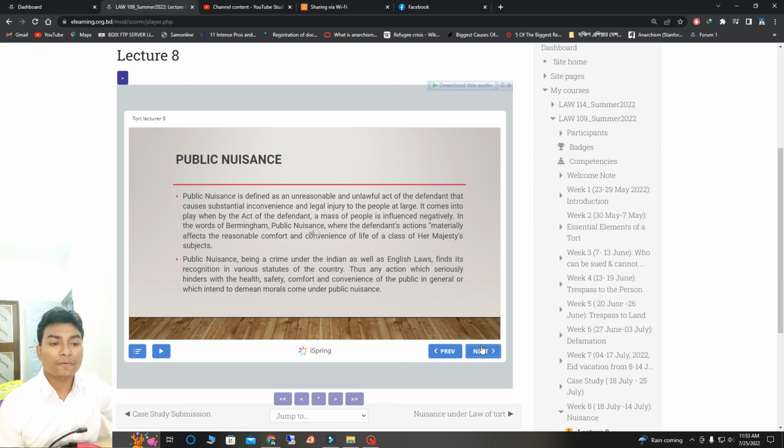In the words of Birmingham, public nuisance is when the defendant's action materially affects the reasonable comfort and convenience of life of a class of Her Majesty's subjects. Public nuisance, being a crime under Indian as well as English law, finds its recognition in various statutes of the country. Thus, any action which seriously hinders the health, safety, comfort, and convenience of the public in general, or which intends to demean morals, comes under public nuisance.